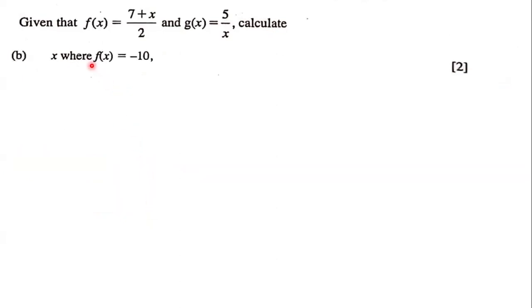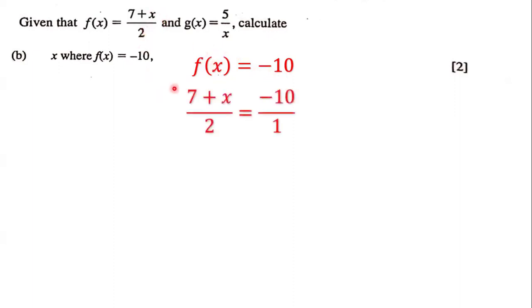Next, we have to calculate x, where f(x) is equal to -10. And so f(x) is equal to -10. But what is f(x)? Well, f(x) is equal to (7 plus x) over 2. And then we take -10 and put it over 1. And so we are able to cross multiply.